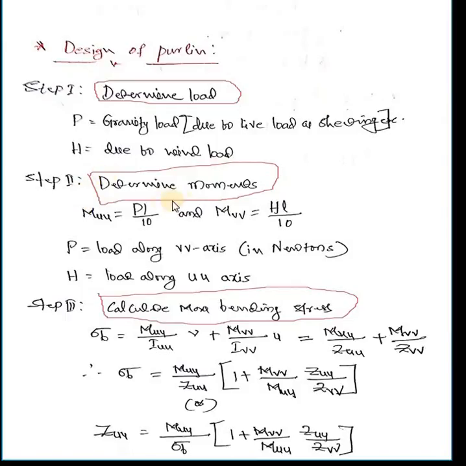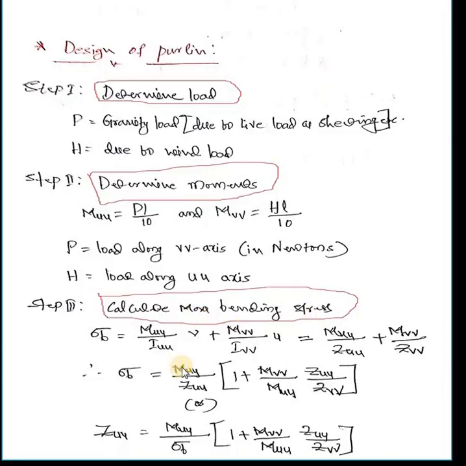Now coming to step 2, determine moments. Already I explained this: WL square by 8, approximately we can take WL square by 10 for these lightweight beams. Lightweight beams means purlins. This P value is in terms of newtons, so that's why this is a point load. P into L by 10 we can take. This is along the UU axis and this is along the VV axis in terms of newtons. Just now I explained the calculation of maximum bending moment.